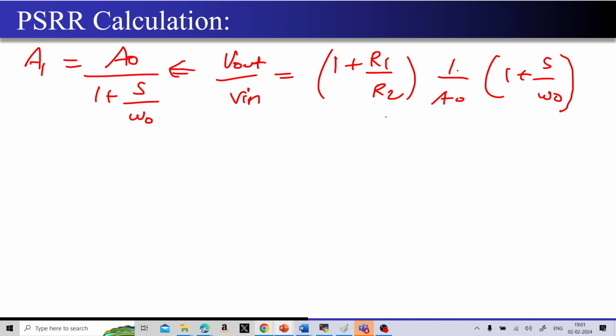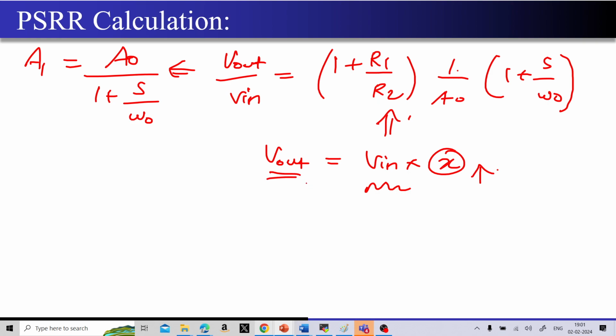Correct? Can anyone please tell me what will happen to this transfer function? What is going to happen as frequency increases? Will this increase or will this decrease? Increase, right? And can you tell me why? If this function increases, then what does this mean? Vout is equal to Vin into, let's say, some factor X. If X increases with the frequency, then what do you think is going to happen with the ripples over here? Are they going to get amplified and then reflected at Vout, or will they be getting attenuated?